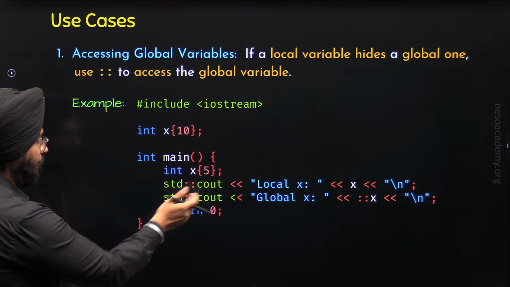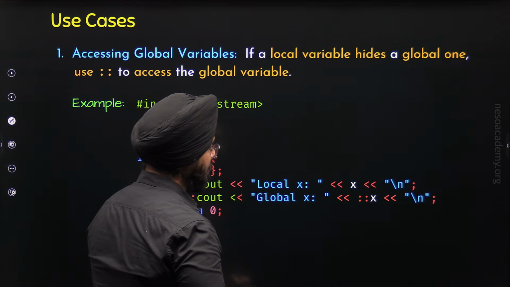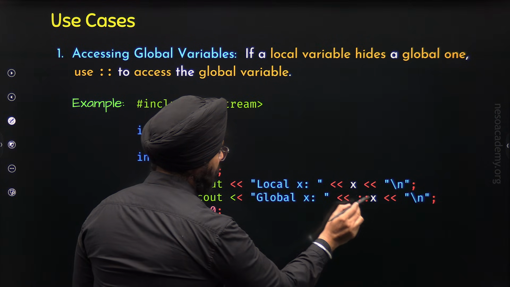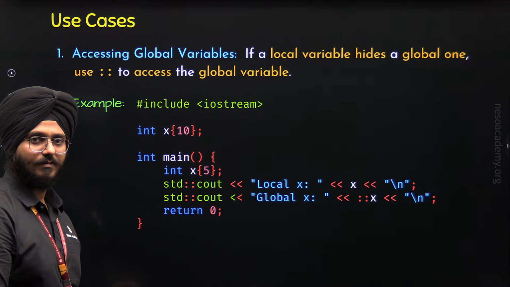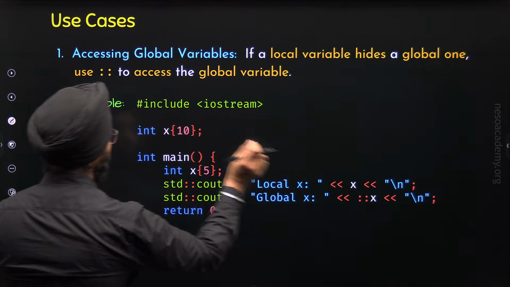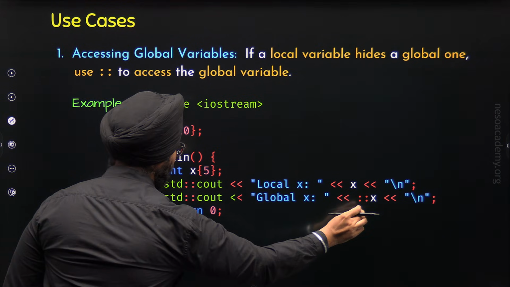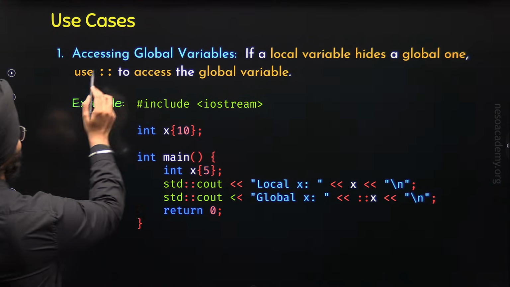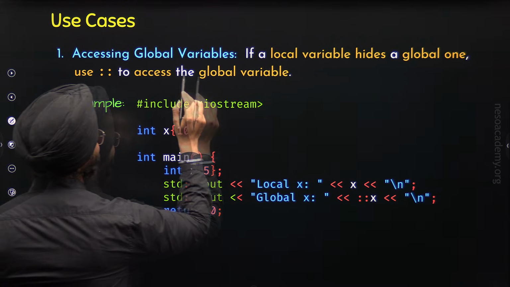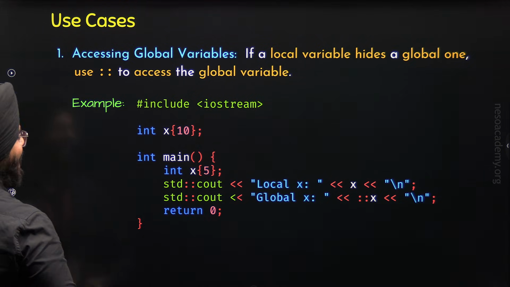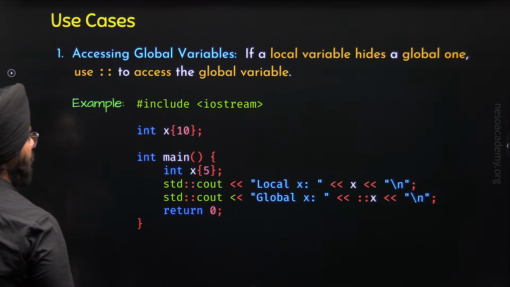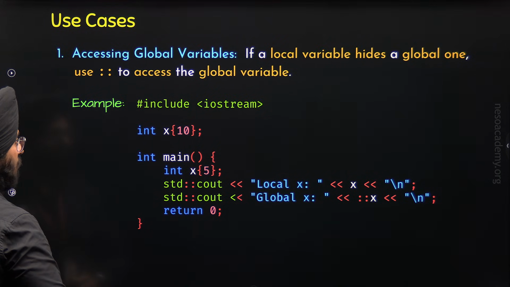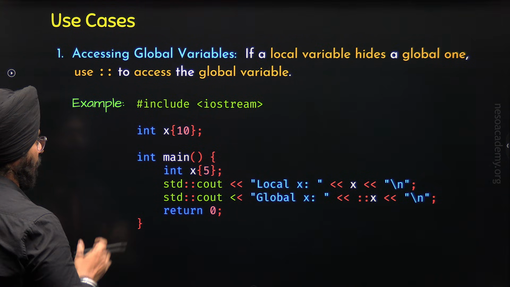Here I've done this job. Here we have this std::cout statement, and here I have specified the scope resolution operator along with the variable x. Here I'm trying to access the global variable x. From here also it is clear that if a local variable hides a global one, use the scope resolution operator to access the global variable. Here we know we get value 10. So we will get the expected outcome from this program.